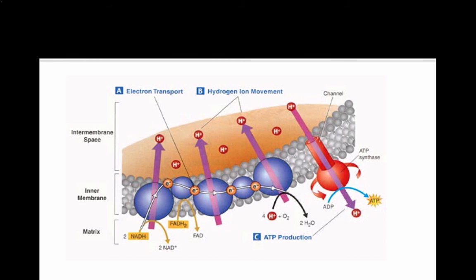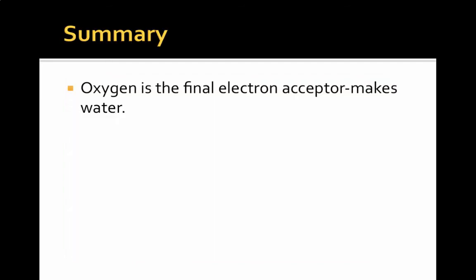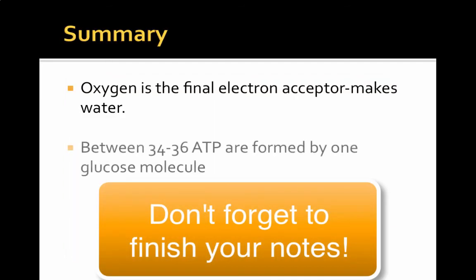So our electron carriers, NADH and FADH, will bring their electrons and their hydrogens and drop them off. The electrons will ride down the chain, the hydrogens are pushed through the membrane, creating a concentration gradient. At the very end of the chain, hydrogens will join up with oxygen after being pushed through the ATP synthase. This ATP synthase will attach a phosphate to an ADP, creating our ATP. So, in summary, oxygen is the final electron acceptor and it makes water. Between 34 and 36 ATP are formed by one glucose molecule.